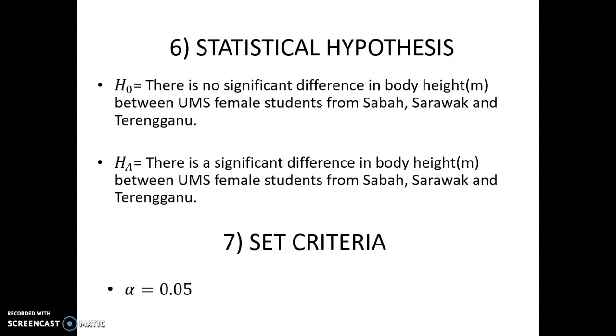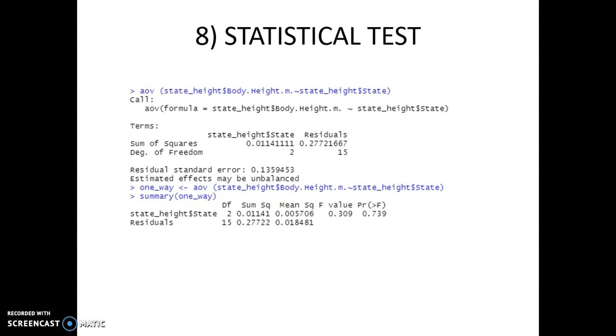We proceed to the statistical hypothesis. The null hypothesis for this experiment is there is no significant difference in body height in meters between UMS female students from Sabah, Sarawak, and Terengganu. And the alternative hypothesis is there is a significant difference in body height in meters between UMS female students from Sabah, Sarawak, and Terengganu. And we set the criteria at alpha 0.05. So we just proceed to the statistical test.